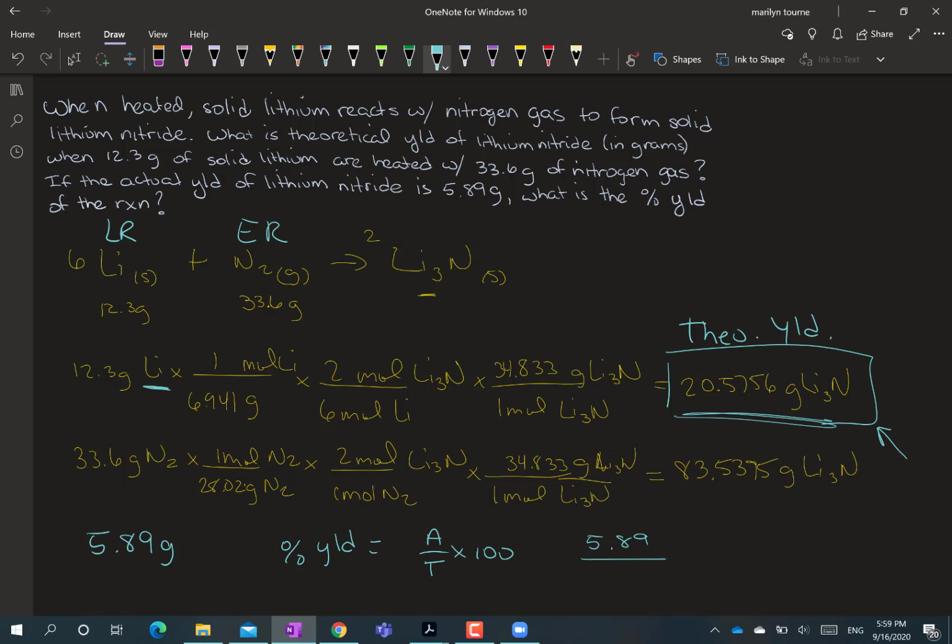You should get, theoretically, 20.5756 grams. If you take this and multiply it times 100, it'll give you the percent yield, which is 28.6%. To be honest, that is not a very good percent yield, but that is how you would do this problem.